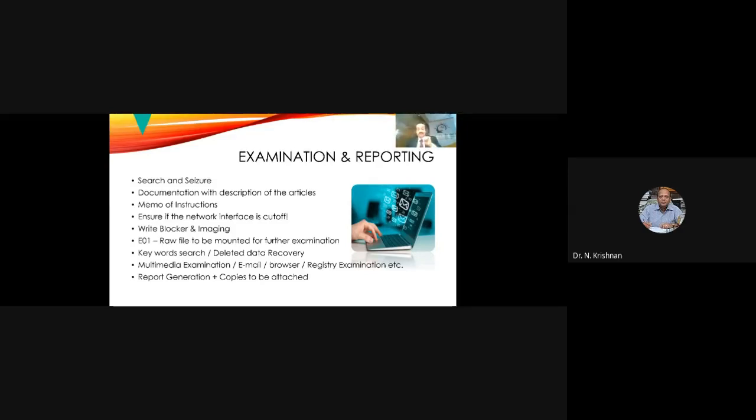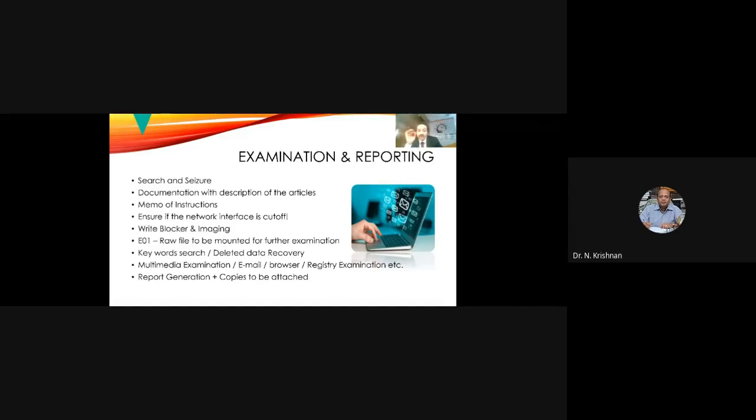So, memo of instructions. When such devices are seized, what is important is to inform the examiner as to what needs to be conducted in this case. If I have suspected a person to be a Naxal, or a drug dealer, what are the relevant facts I am expecting from this particular device? So that memo of instructions should mention the case history, case background, and what the investigation officer is looking forward to from the examination process.